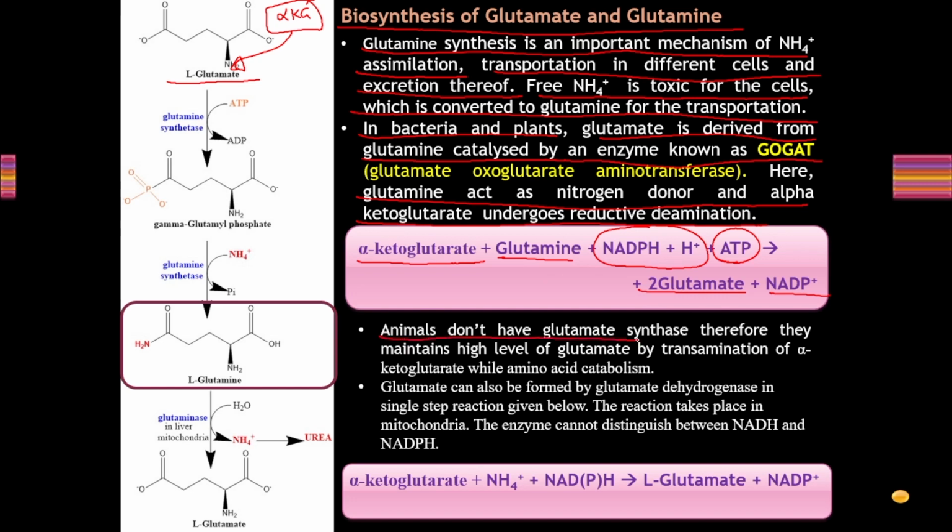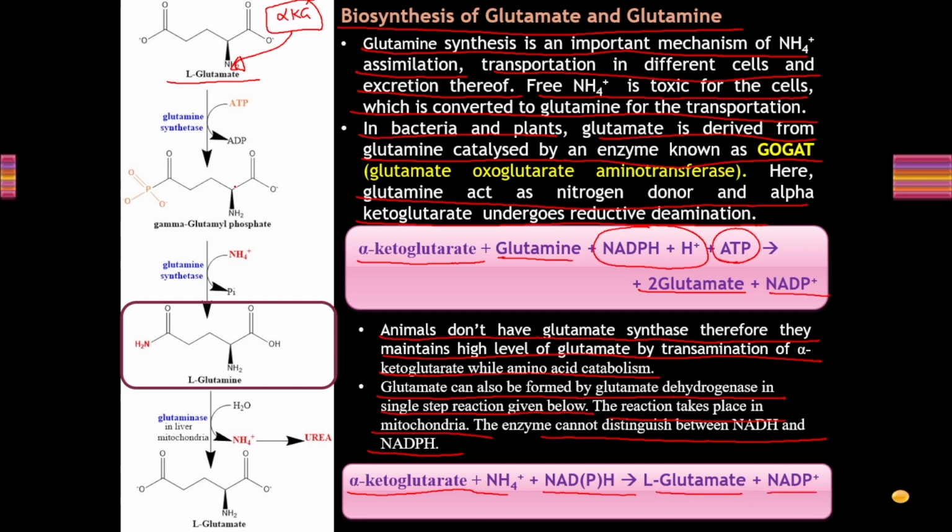Animals don't have glutamate synthase, therefore they maintain a high level of glutamate by transamination of alpha ketoglutarate during amino acid catabolism. Glutamate can also be formed by glutamate dehydrogenase in a single step reaction. The reaction takes place in the mitochondria. The enzyme cannot distinguish between NADH and NADPH. So alpha ketoglutarate with ammonia and NADPH will give you glutamate and NADP plus.